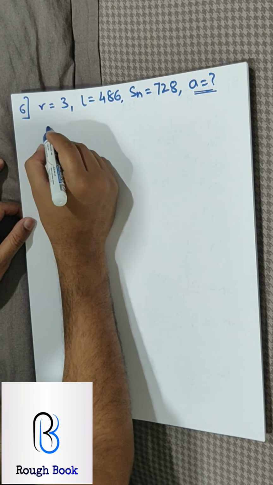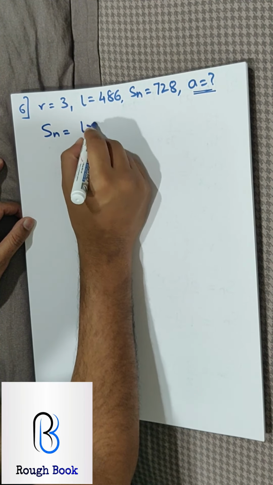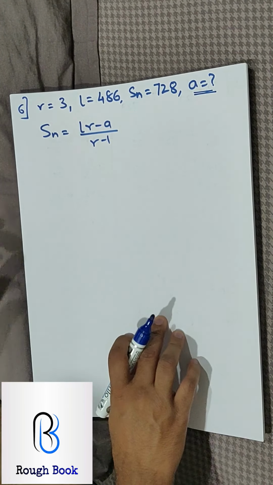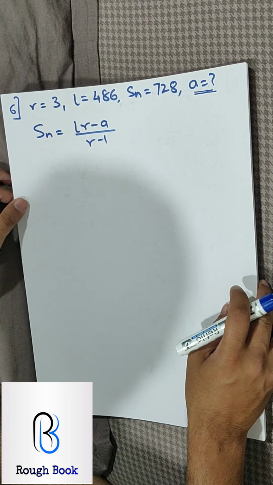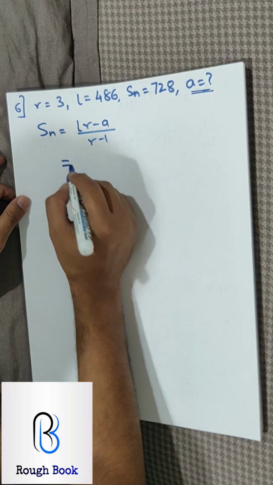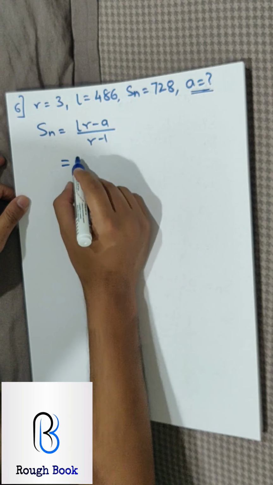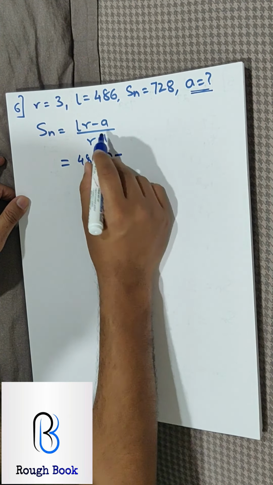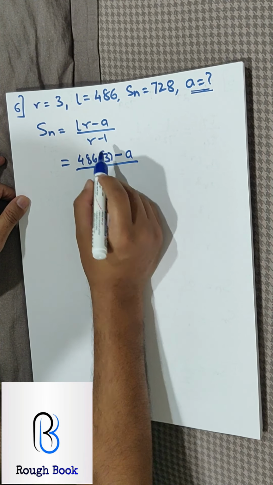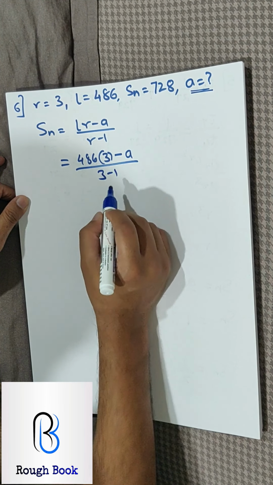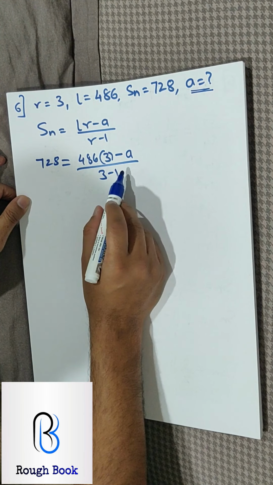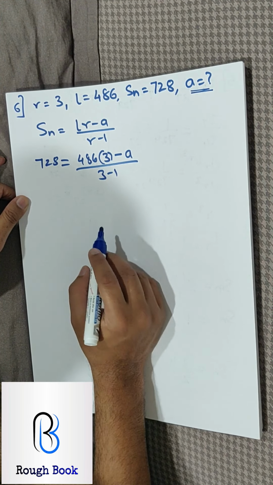Okay. So Sn, last term, R minus 1. Pause the video and try it. So L is 486, R is 3, A we don't know, and R minus 1, that is 3 minus 1, S is 728. So everything substituted, I can easily calculate the value of A now.